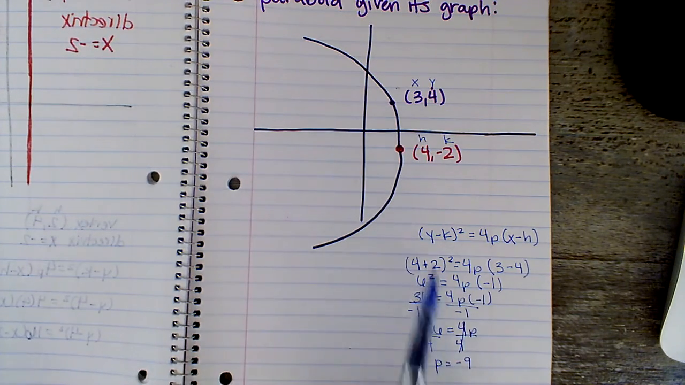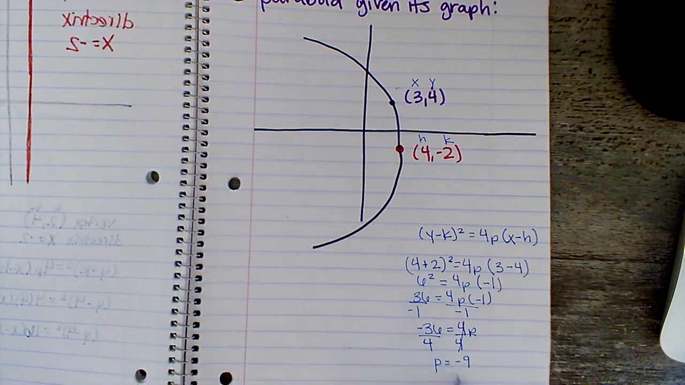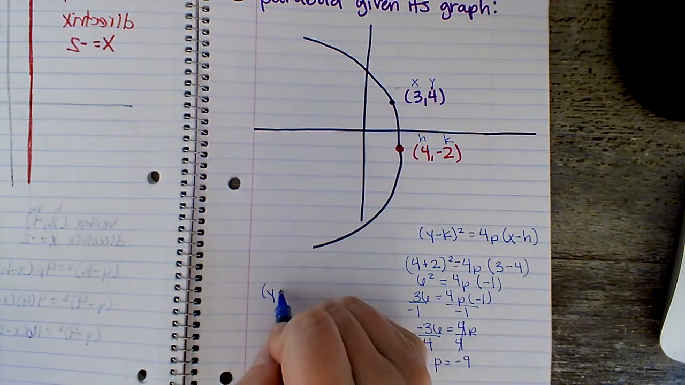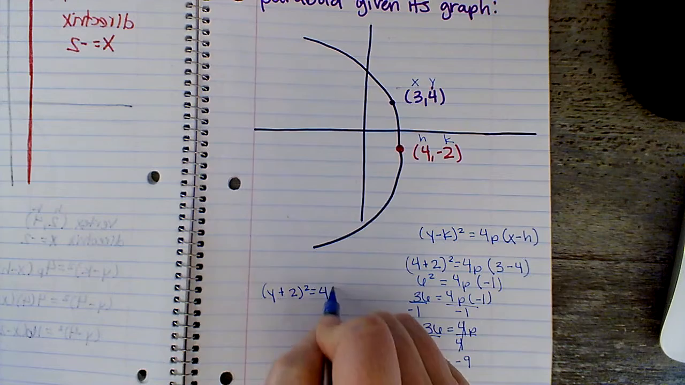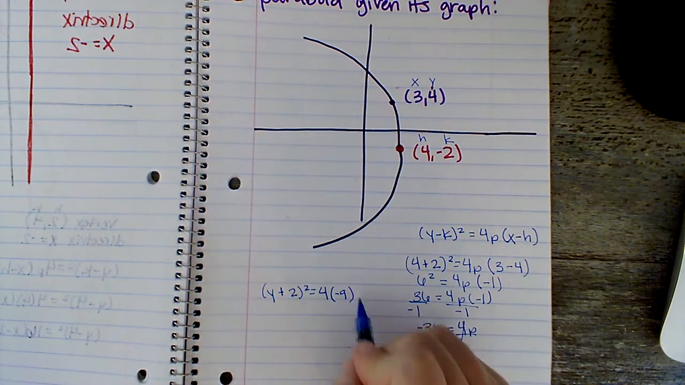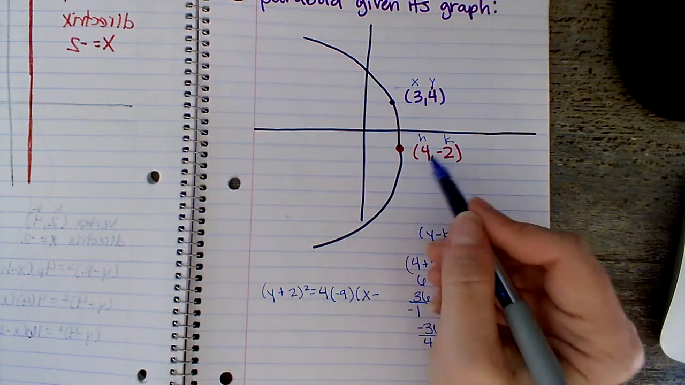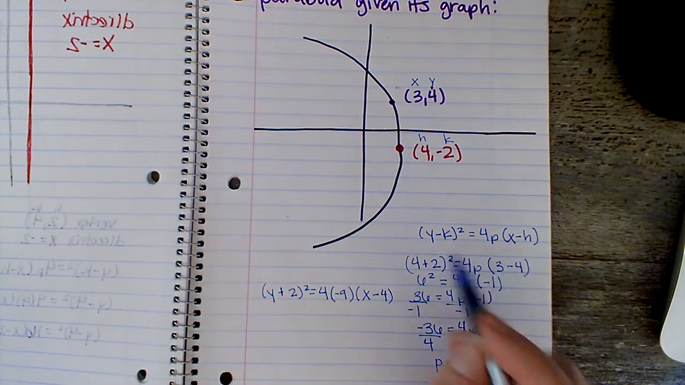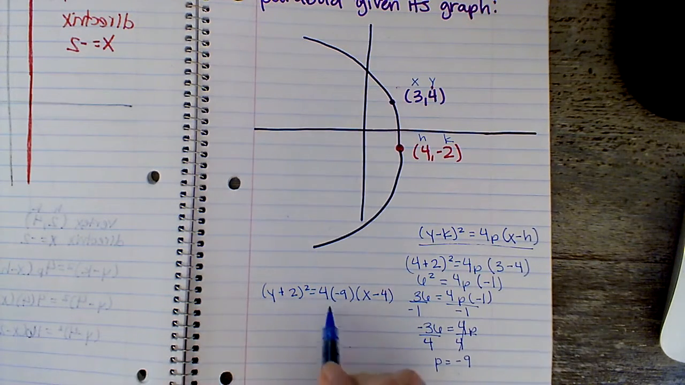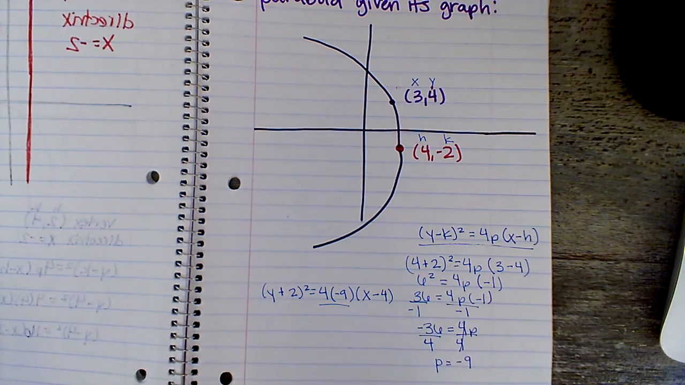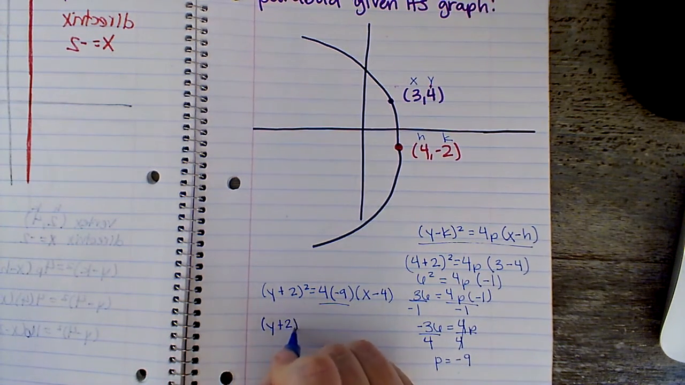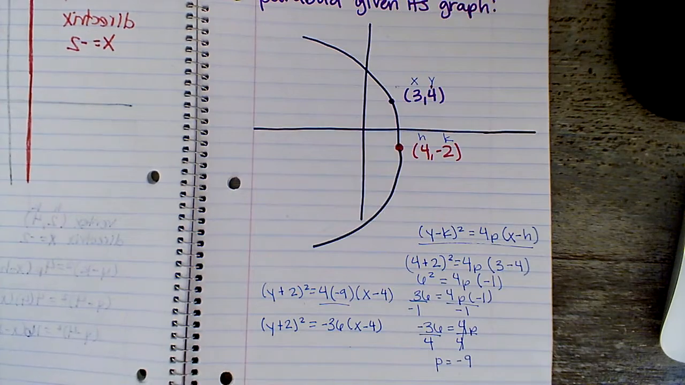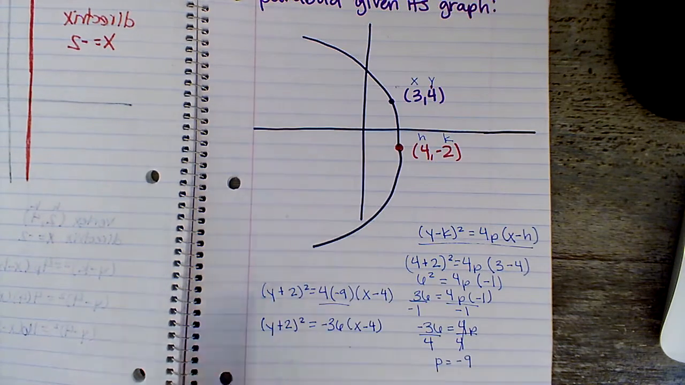I have my h and my k. I can just plug everything back into this formula, and I've got my p, and then I can solve. So I have y minus k, which is -2, so that ends up being plus 2, squared, equals 4 times p, which is -9, times x minus h, not squared. Just following that little formula right there. And so now all I have to do is multiply this, and that's it. That's the answer how your teacher is going to want you to put it in. So I have (y plus 2) squared equals -36 times (x minus 4), and that is the equation of this parabola given its graph.